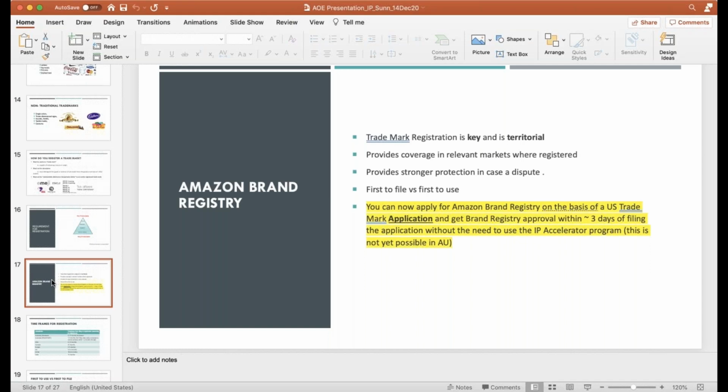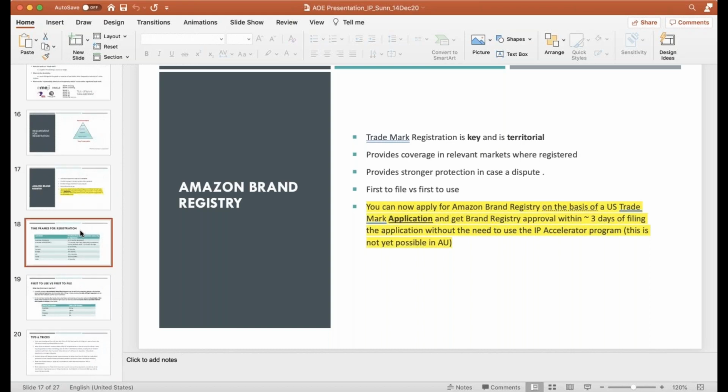But I have had lots of AOE clients that have managed to get brand registry in the US within about 3 days. Now, that's not possible yet in Australia. You still are stuck with the old registration. You need to wait till it's registered. But if you're going US, then you can get it pretty damn quickly, which is really good.